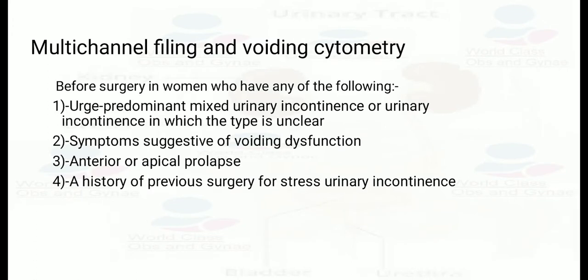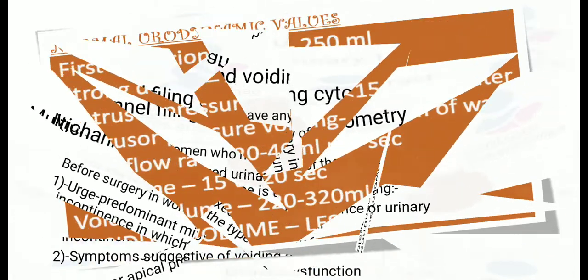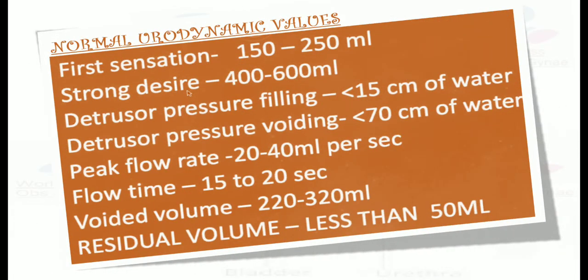Okay, now multi-channel filling and voiding cystometry. Before surgery in a woman who has any of the following: arch predominant mixed urinary incontinence or urinary incontinence in which type is unclear, symptoms suggestive of voiding dysfunction, anterior or apical prolapse, and a history of previous surgery for stress urinary incontinence. Now, these are normal urodynamic values, and I recommend you to remember these values by heart.